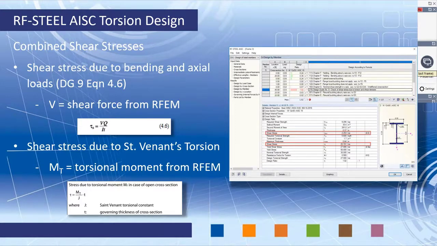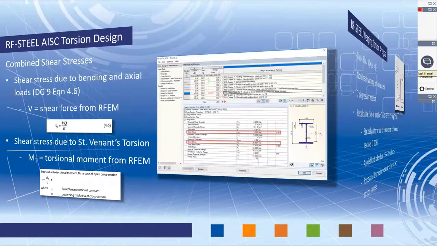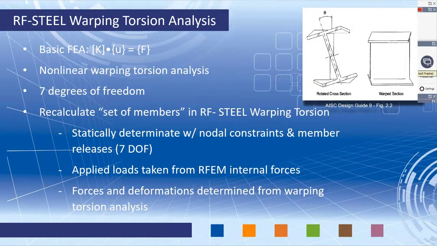What I'd like to do now is explain what we would like to activate with our module extension, RF-STEEL Warping Torsion. So we all know from basic FEA that the equation here is K times U equals F, with K being our stiffness matrix, U being the nodal displacement vector, and F being the nodal point load vector. This is what RFEM, our main program, is doing. However, this is according to 6 degrees of freedom. This is the case with pretty much all structural analysis software, 6 degrees of freedom. That's what we're used to. Well, with RF-STEEL Warping Torsion, instead, we're going to run a nonlinear warping torsion analysis according to 7 degrees of freedom. So we're going to add in that 7th degree of freedom for warping.